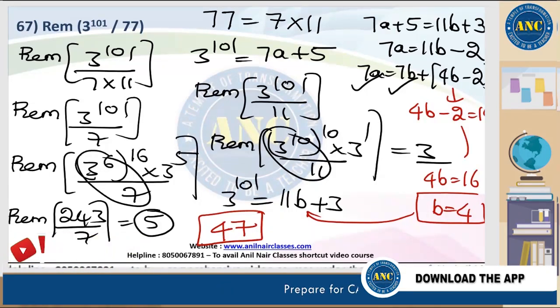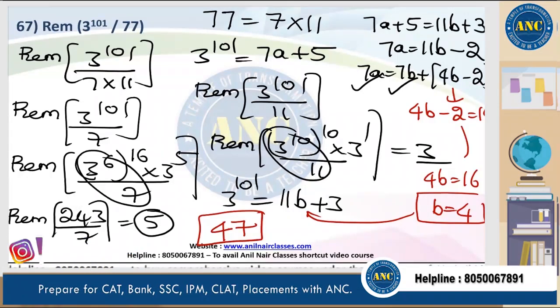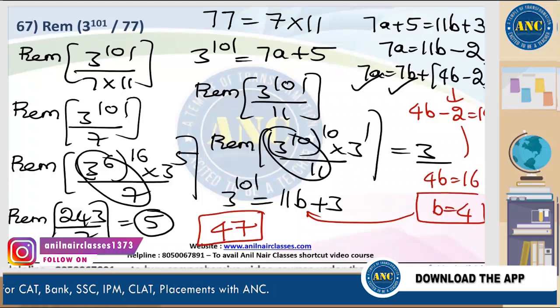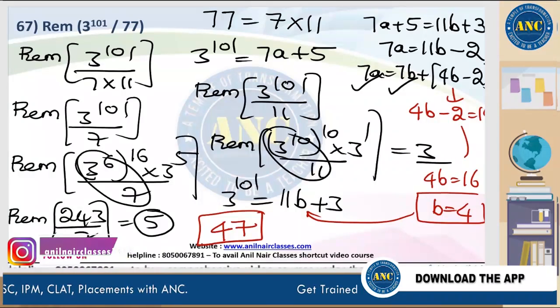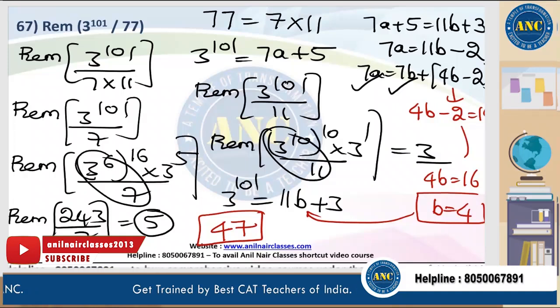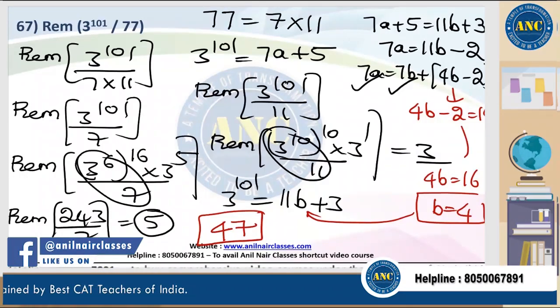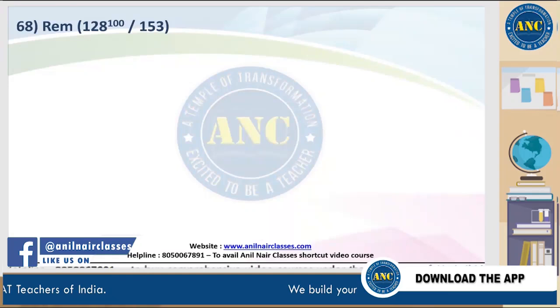I hope it is clear. Idea clear, right? Idea clear? Next one. Next question. 67 over 68. Once you keep solving tough level questions, you will get a lot of models, then everything will be clear.